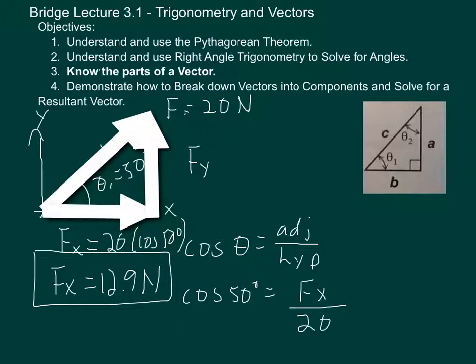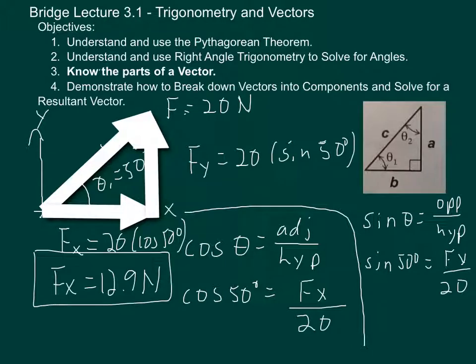Now, I want you to try and figure out what f of y is. So stop the video and try it right now. So sine of theta is opposite over hypotenuse. Why did I choose sine? Because theta 1 is opposite of this side, f of y. So sine of 50 degrees equals f of y over 20. Now to get f of y equals 20 times sine of 50 degrees. So f of y equals 15.3 newtons.